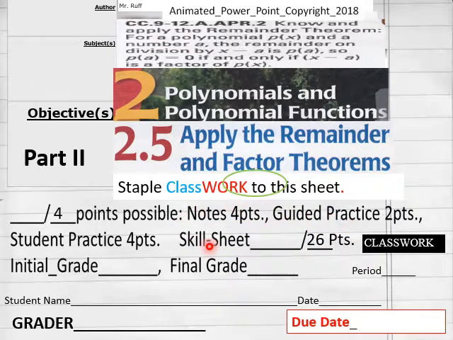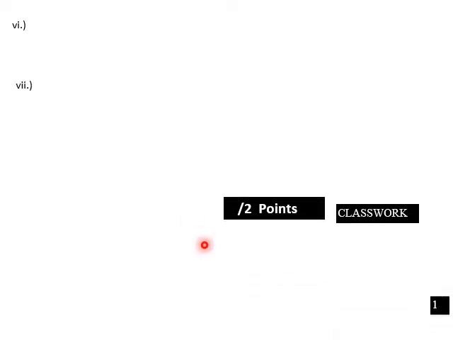We have a 26-point skill sheet for classwork today, and we have a 4-point notebook entry today. I highly suggest that you get classwork sheets anyways, otherwise you're not going to know what's going on.